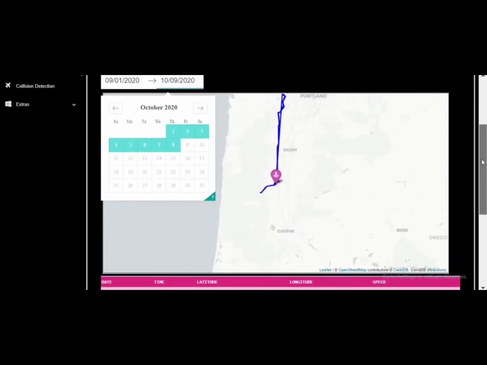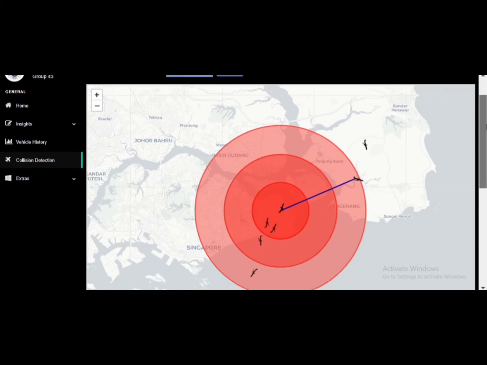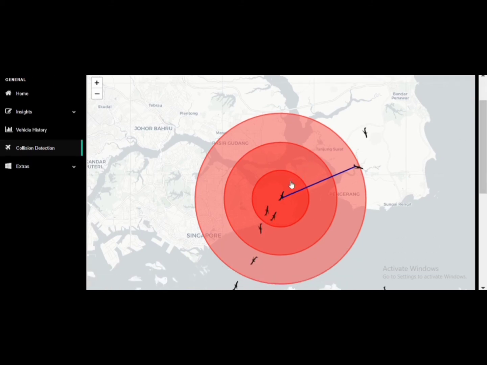Last is collision detection. We can see whether 2 or more aircrafts depending on their current state can collide or not. Let's check it for aircraft 7668253. There are 3 regions in this map. Aircrafts that lie in first region have higher chances of collision. Aircrafts in second circle have comparatively low chances, and aircrafts that are outside all these regions are considered safe.